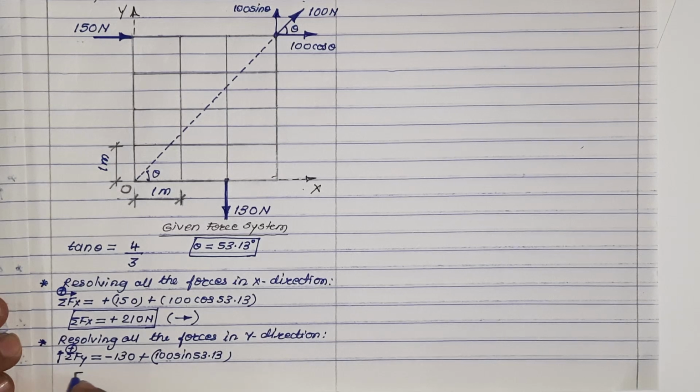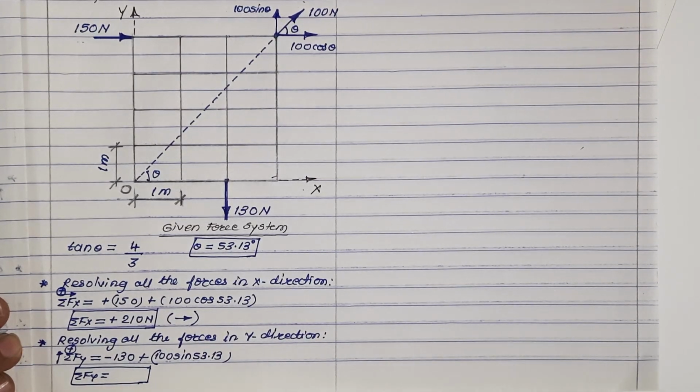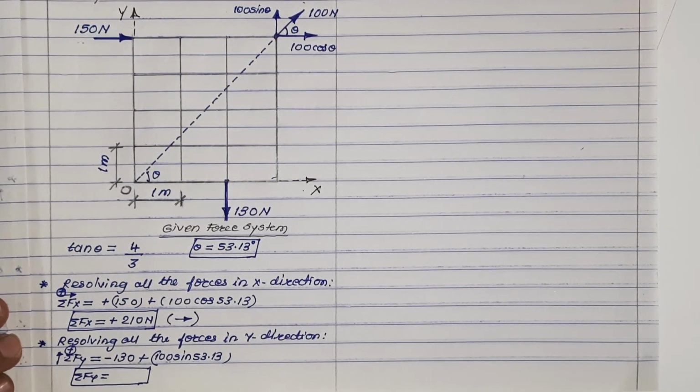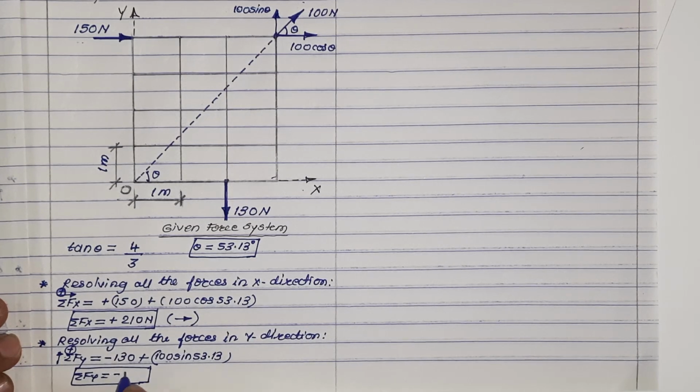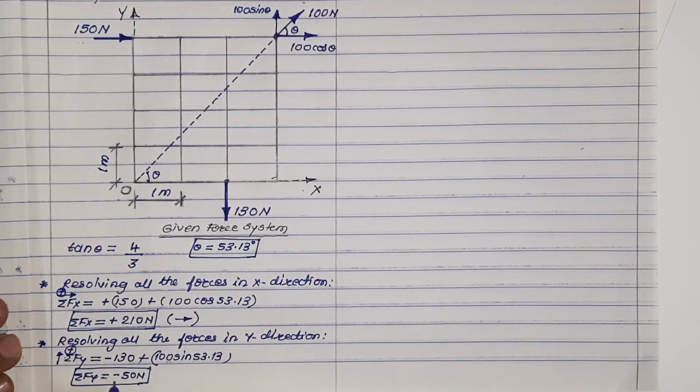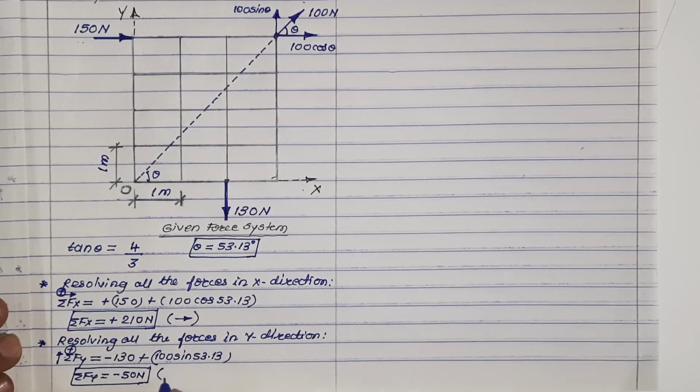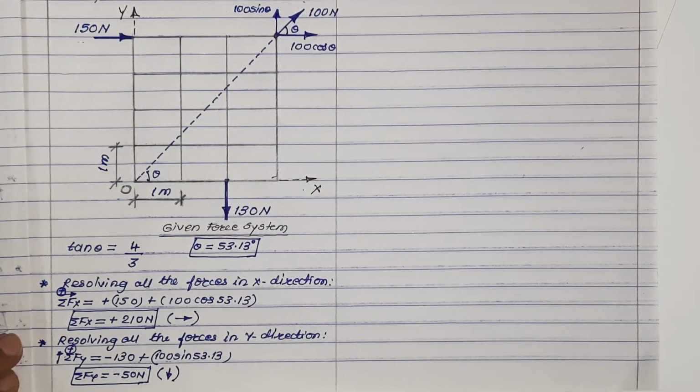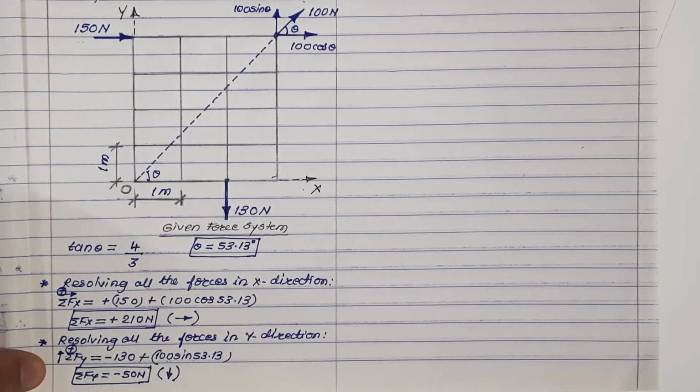Solving this, we will get summation Fy, that is the net unbalanced force in y direction. It comes out to be minus 50 Newton. This minus sign indicates the net unbalanced force in y direction will be downward. Now we will find out the resultant force.